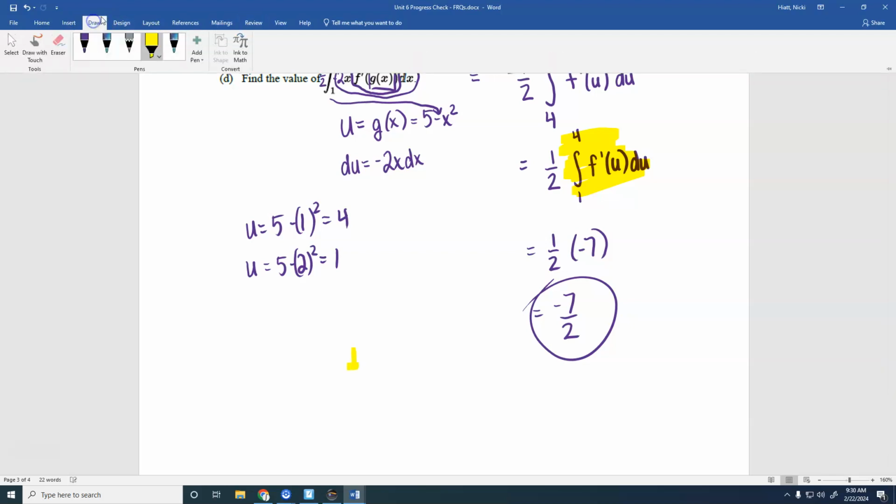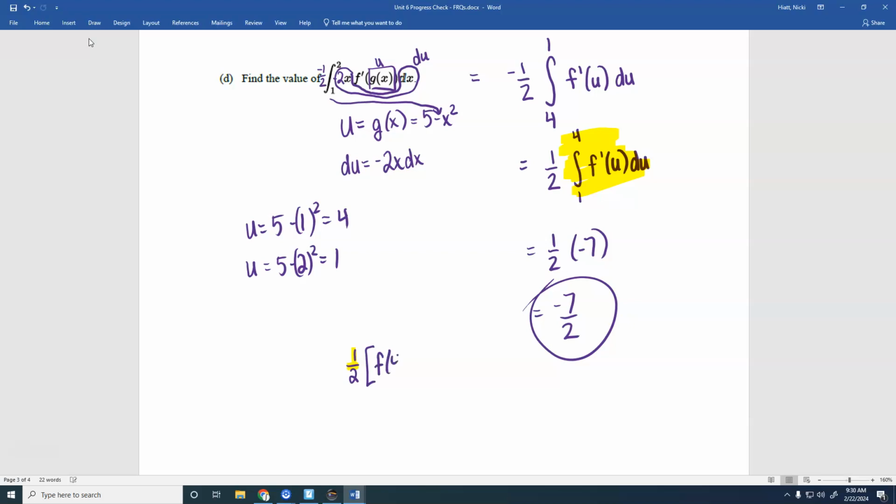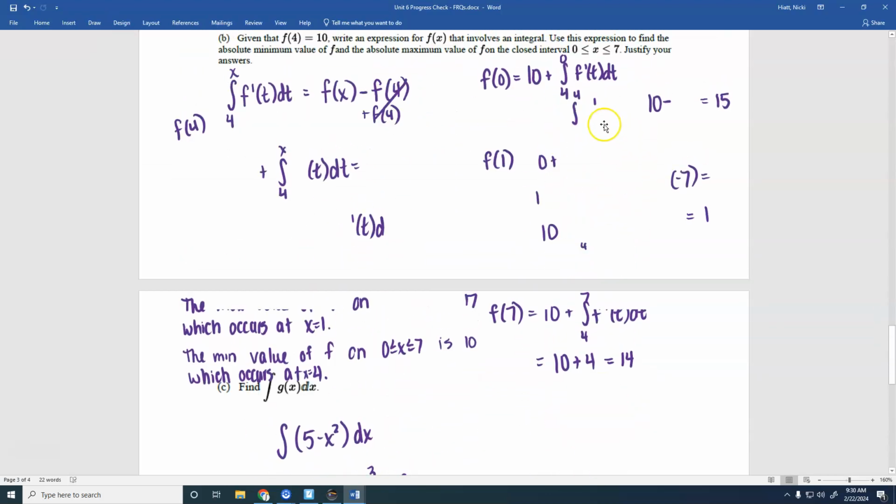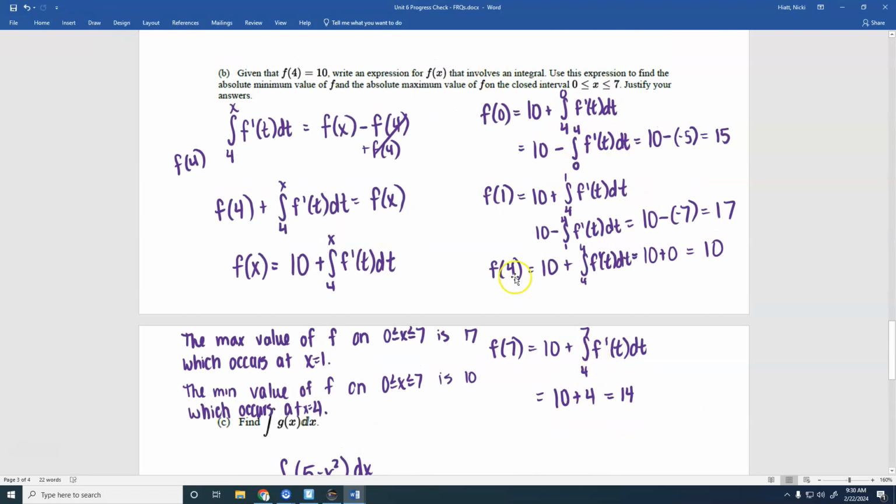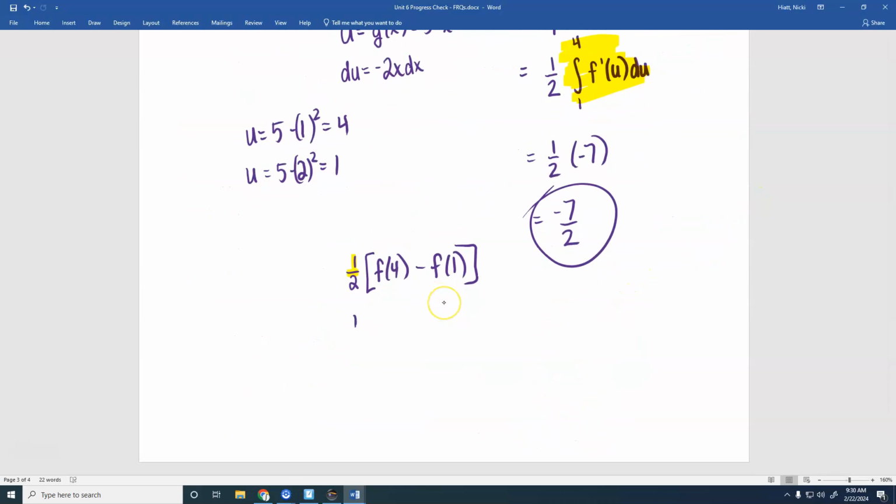If you did integrate, Liam, you would get 1/2. Oh, let me switch back to a pen. If you did integrate, which is an option, you'd get 1/2 times f of 4 minus f of 1. And we did find f of 4 and f of 1 back up here in part B, right? F of 4 was 10, f of 1 was 17. So it'd be 1/2 times 10 minus 17, and you would get the same answer if you did it that way. But it's not really necessary to do it that way since we have the graph of f prime.